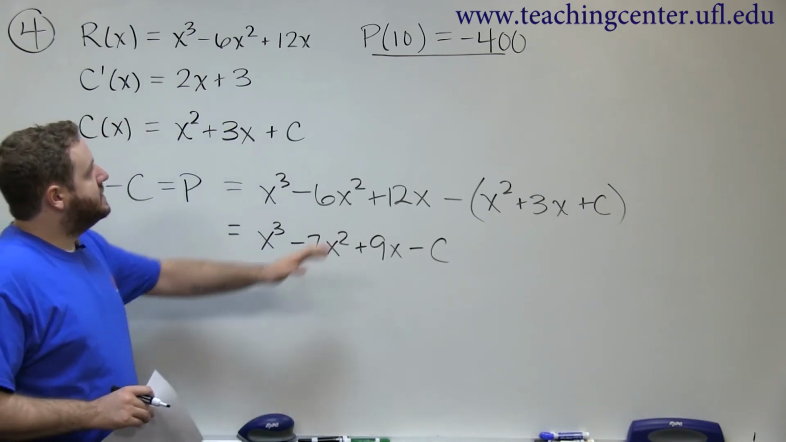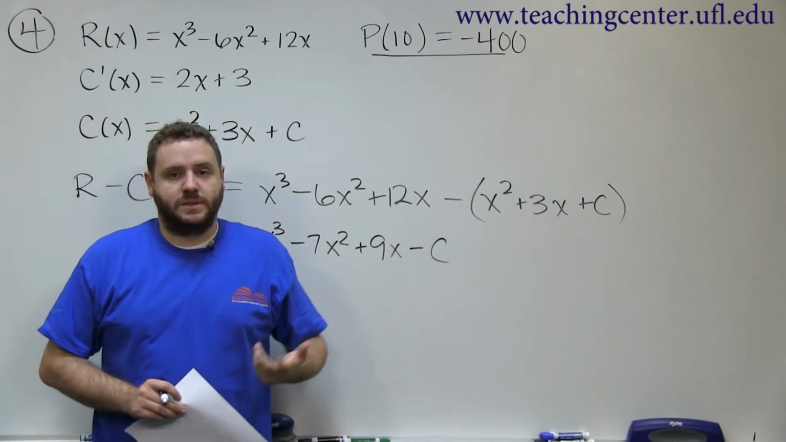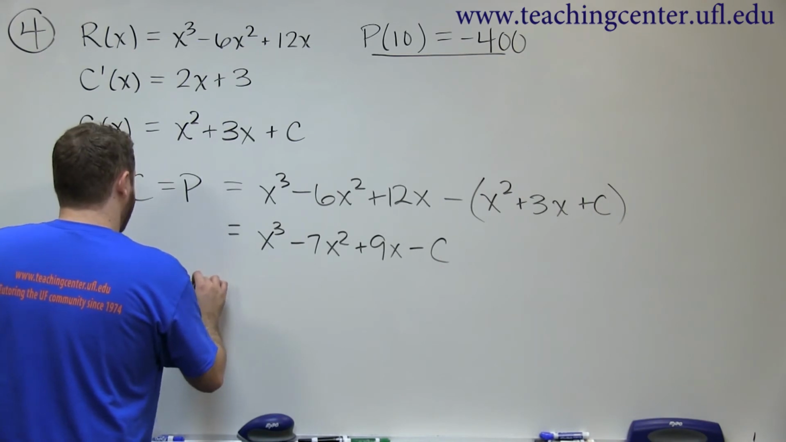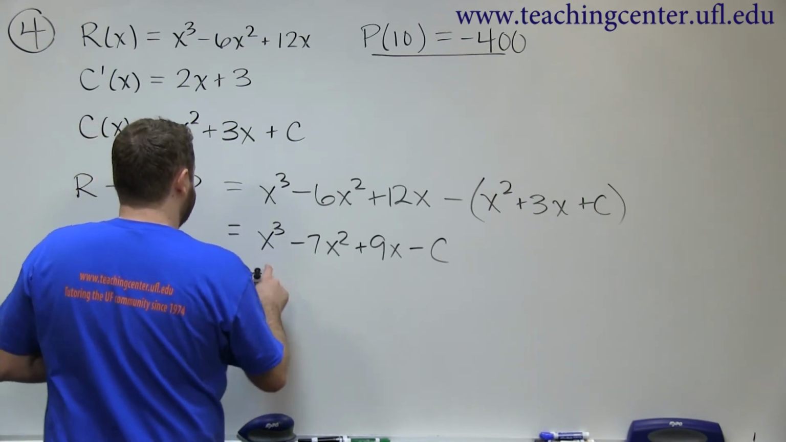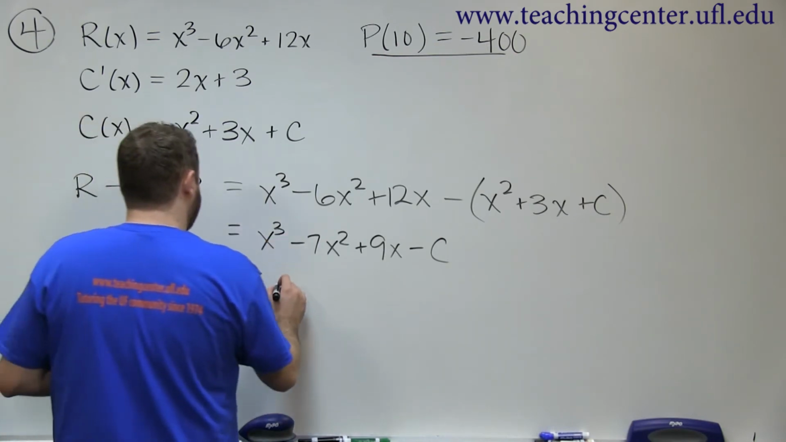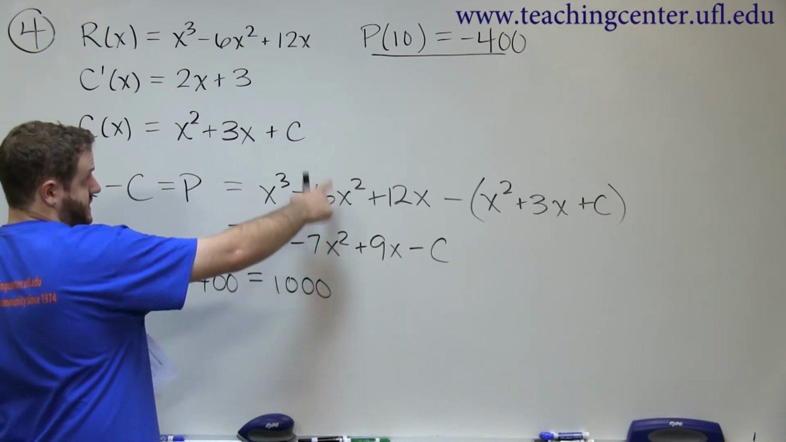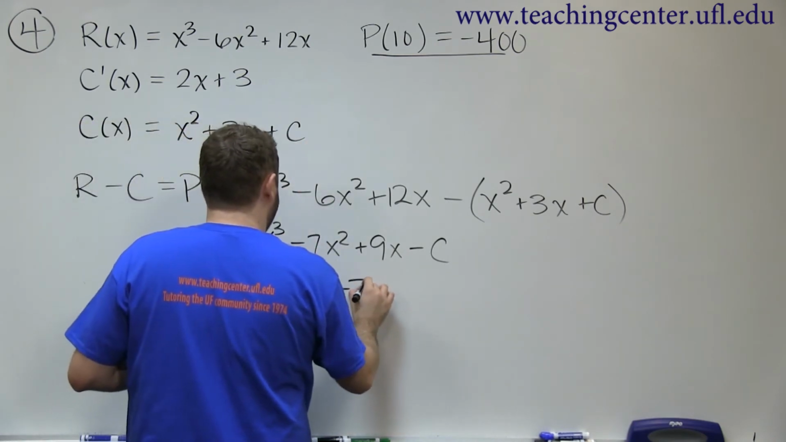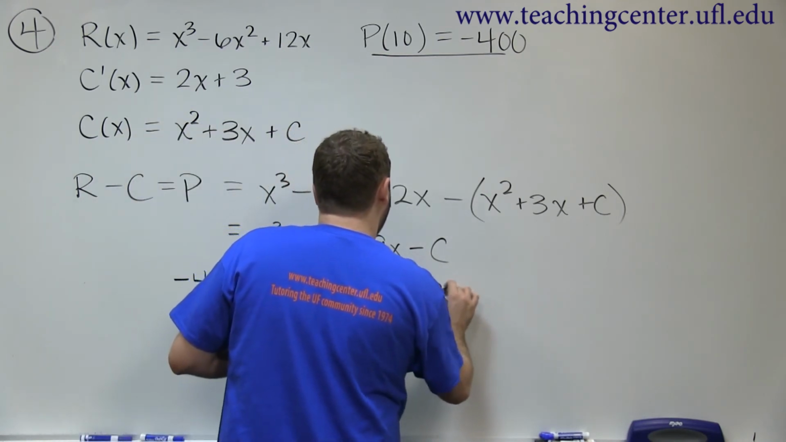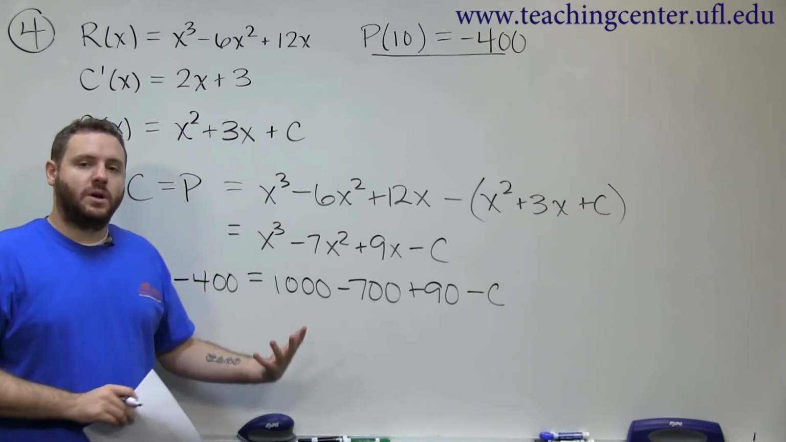And we can't say this is the profit function because we don't know what this constant is, but it's there. So what we have to use is the fact that we know that if we plug in 10, we end up with negative 400. That'll help us figure out C. So we know that negative 400 is equal to this whole thing if we plug in 10 for x. So 10 cubed is 1,000. We get minus 7 times 10 squared, which is 100, so minus 700. Plus 9 times 10, so plus 90, minus c. So you can see here we can solve this for c.